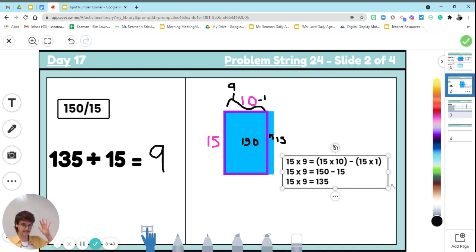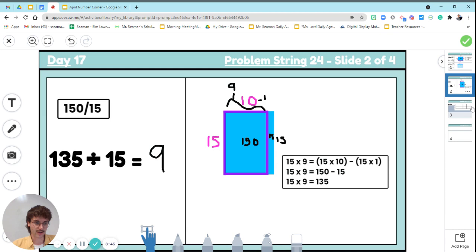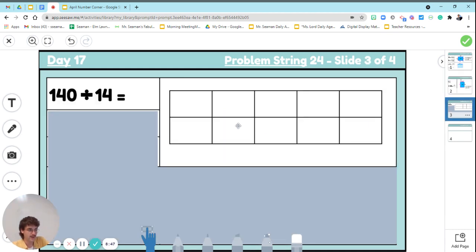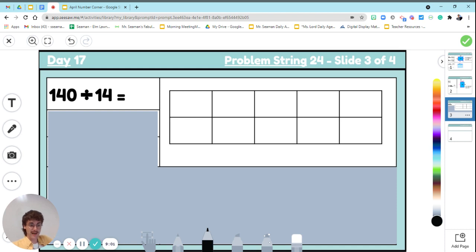So the next thing that we are going to do is go over this problem: 140 divided by 14. How do we think we're going to work through this? Go ahead, pause the video, and give it a shot. Well, 140 divided by 14 is a problem that we know to be a nice 0 problem. So that leads us to our answer of 10.